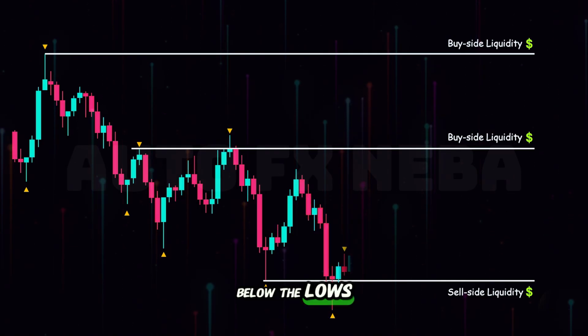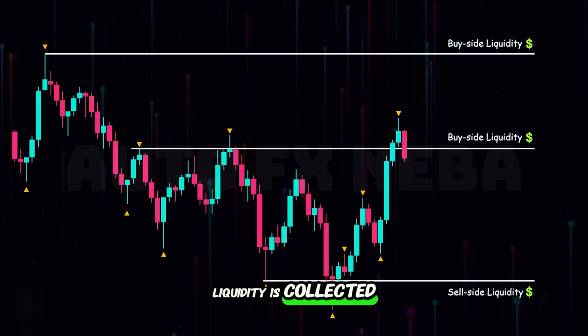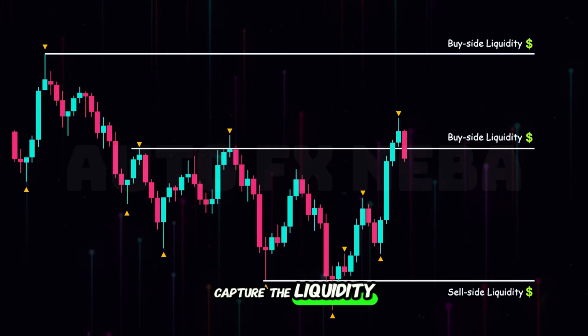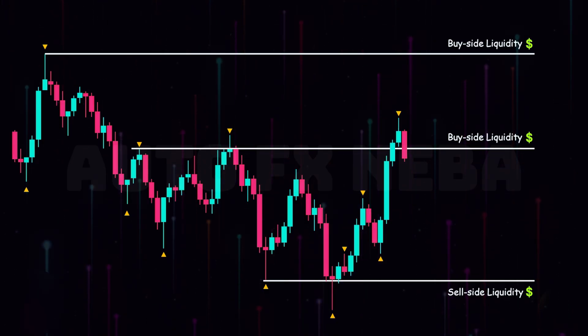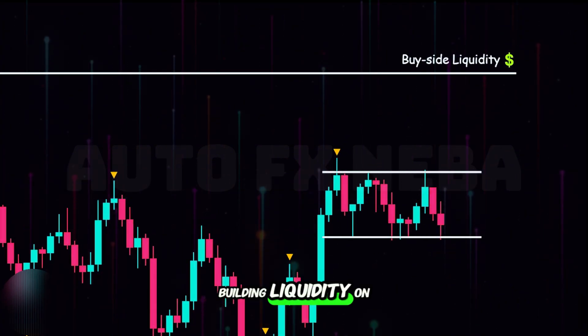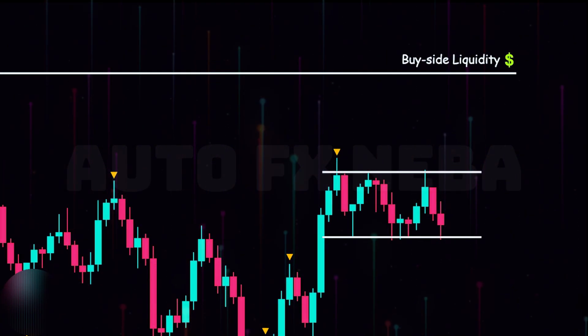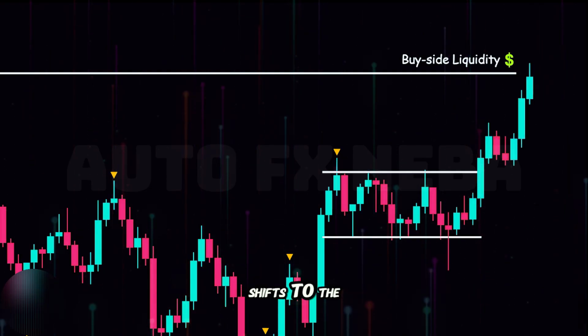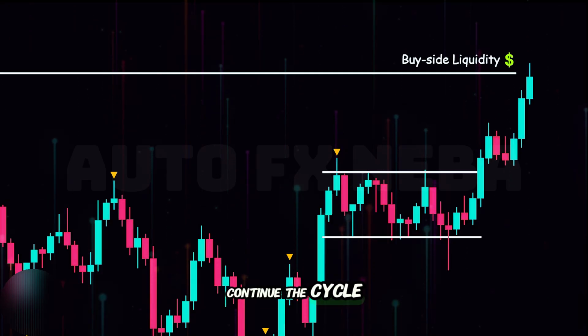After sweeping the sell-side liquidity, the price will typically aim for the buy-side liquidity. Once the stops below the lows are taken and liquidity is collected, the market often shifts direction and runs toward the highs to capture the liquidity resting above them. However, sometimes the price consolidates in a range, building liquidity on both sides. Once liquidity is collected from one side, the market often shifts to the opposite side to continue the cycle.